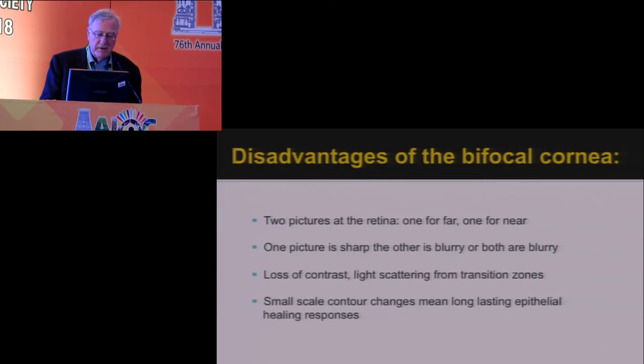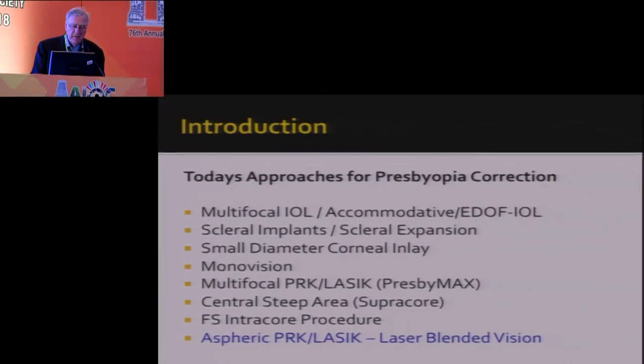You have two pictures at the retina, one for far, one for near. One picture is sharp, the other is blurry, or both are blurry. Loss of contrast, light scattering from the transition zone, and you have a long-lasting epithelial healing response.